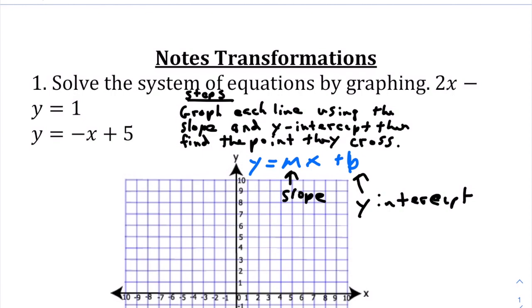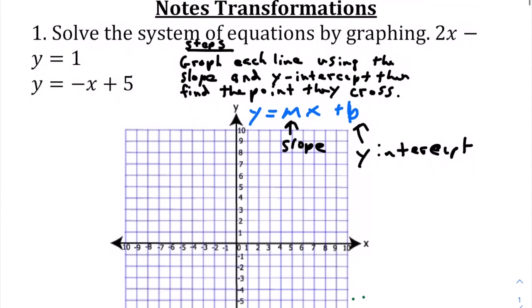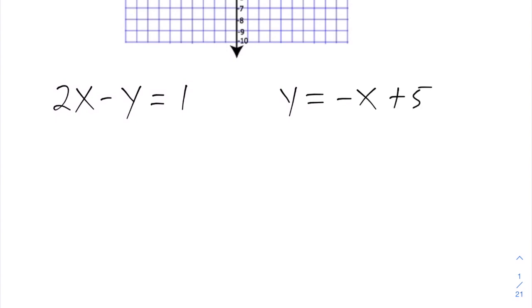As you can see, our system is a little bit messed up here. It should be 2x minus y equals 1. So let's go ahead and write that down. 2x minus y equals 1. And your other equation is y equals negative x plus 5. The second equation is already in slope-intercept form.